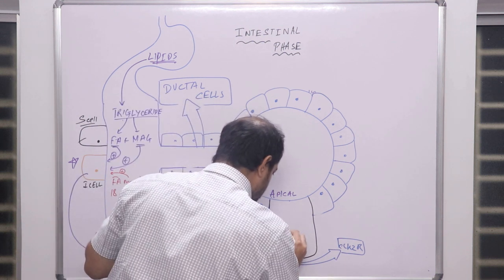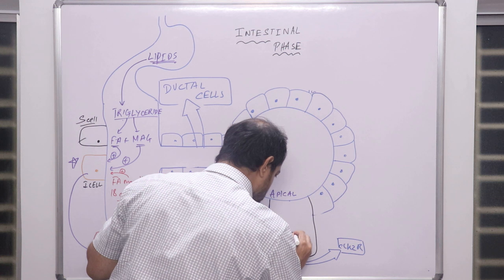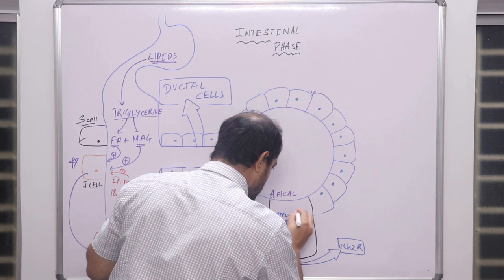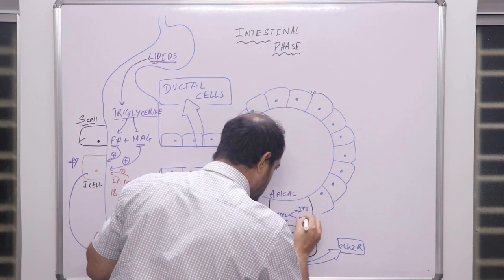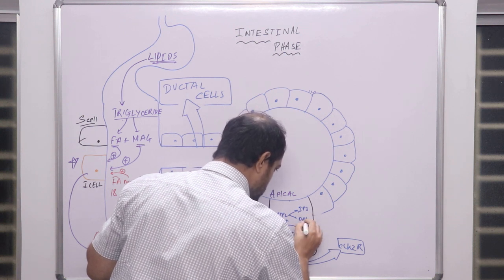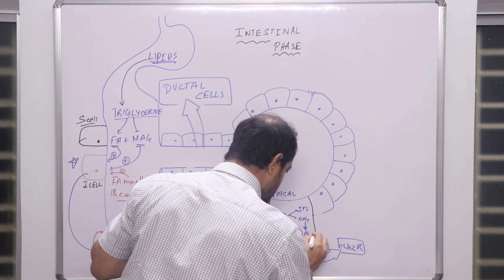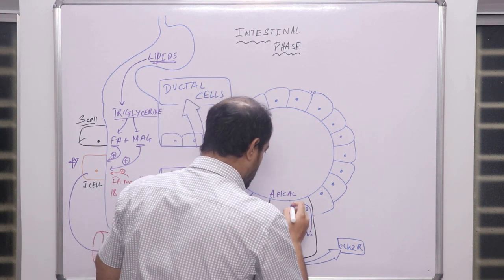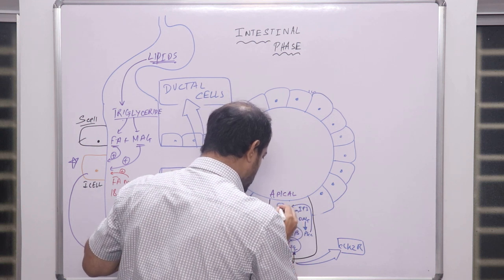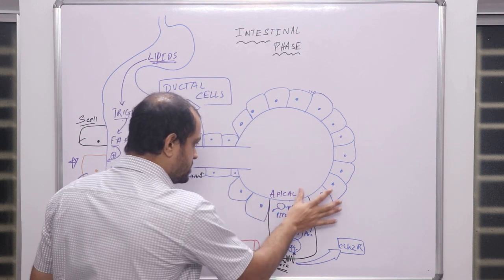Now when Gq is active, it will activate PLC beta. PLC will act on PIP2 to give IP3 and DAG. Now listen, DAG will activate protein kinase C. Protein kinase C will phosphorylate those proteins which are associated with docking, priming and fusion of these vesicles containing enzymes.